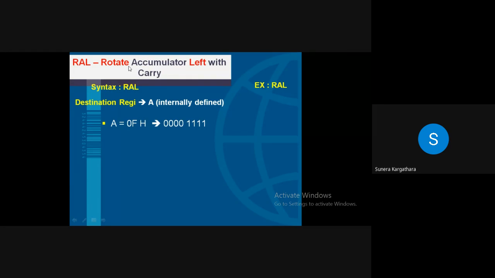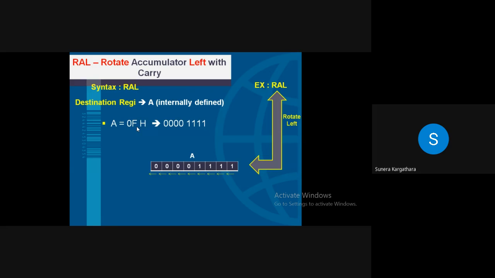Suppose if I write RAL, that will rotate the content of accumulator left with carry. If I use RAL, there is no need to mention any operand. By default, it will rotate the content of accumulator. Let's say, for example, initial content is 0F, right? If I rotate it left with carry, it will check the status of carry flag. Carry flag will be moved to the last bit. So here you can check that your 1 is transferred over here.